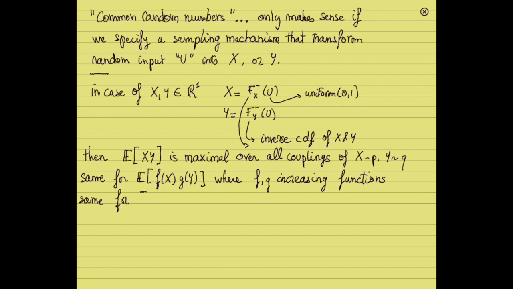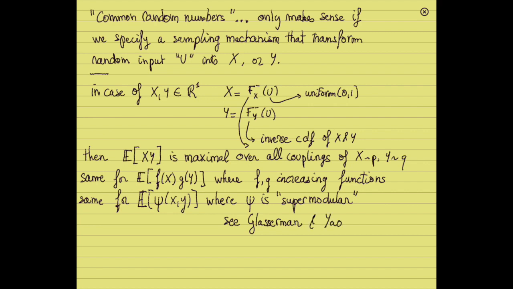And in fact, slightly more generally, the result is usually phrased as the maximization of the expected psi of x, y, where psi is a function of two variables, two vectors of variables potentially, called supermodular. So this satisfies a certain property that makes, for example, a product of two functions f of x, g of y a particular case. So you find more on this in the review article by Glasserman and Yao in 1992. The result dates from the 70s.